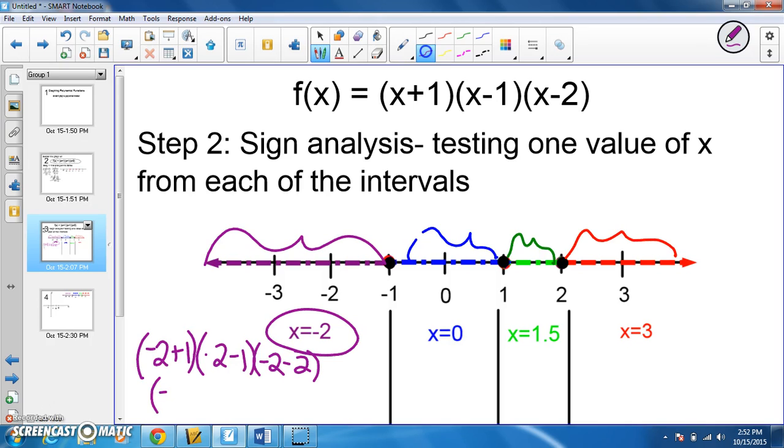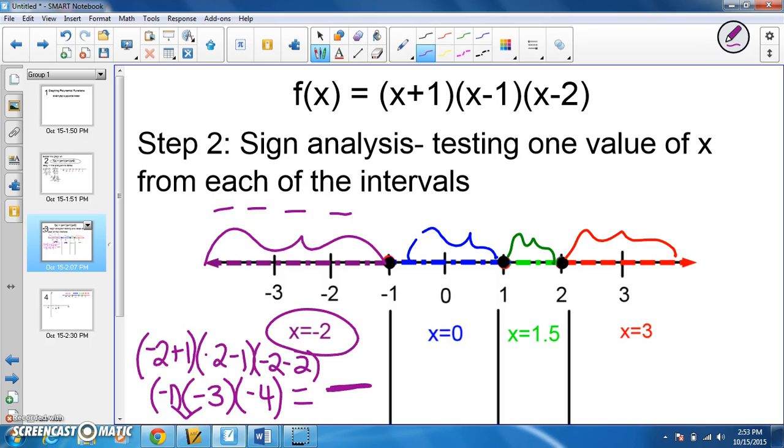So I'm getting -1 times -3 times -4. I have two negatives making a positive times a negative, so the sign of this answer is a negative. So the sign of this interval is negative.